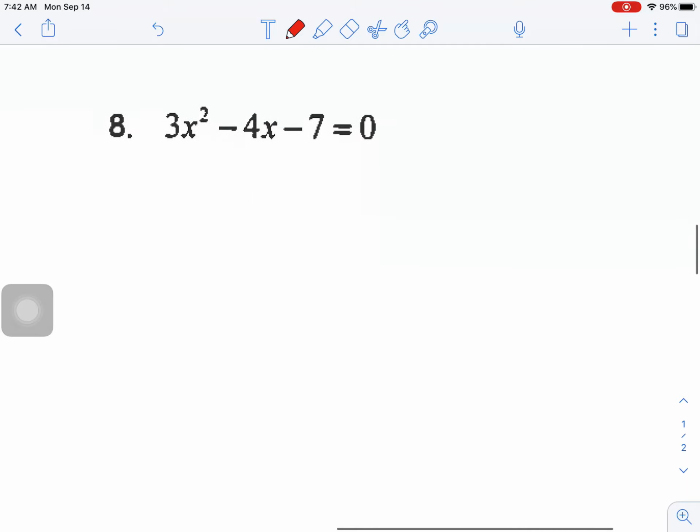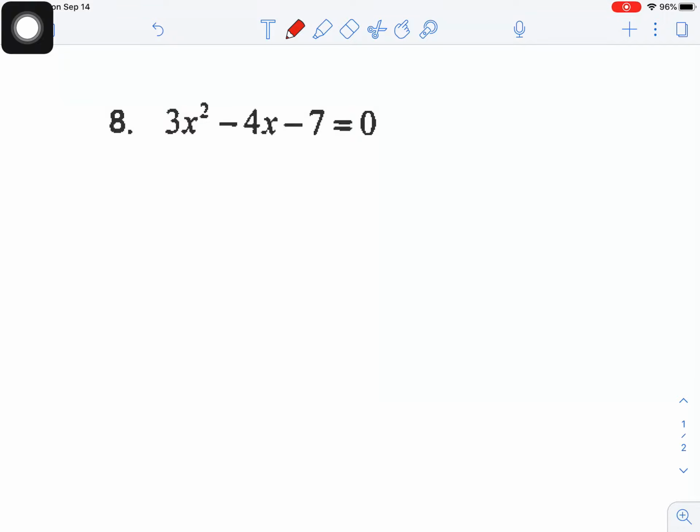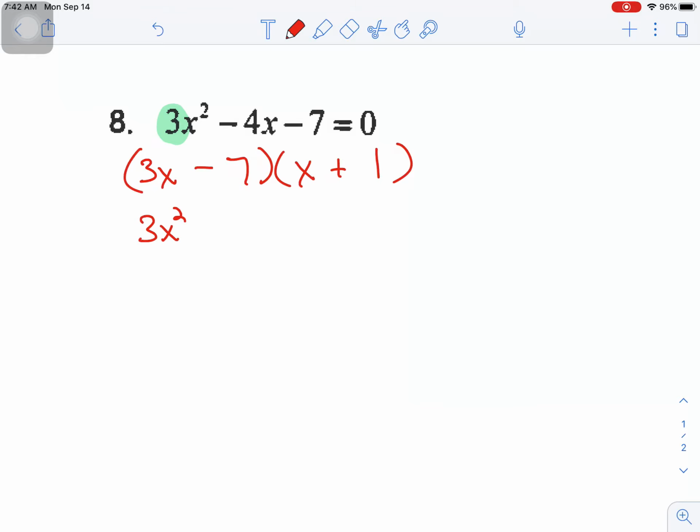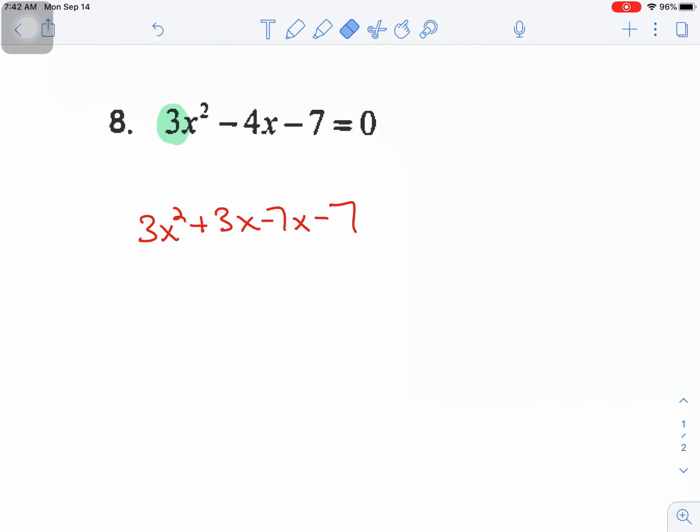All right, last problem in our set here, problem number 8, 3x squared minus 4x minus 7 is equal to 0. This problem, I believe, is factorable. Let me do a quick check here and see what we get. So let's go 3x, x, 7, 1, minus, plus. All right, let me do a quick check. So 3x squared, plus 3x minus 7x minus 7. Yep, it's factorable.